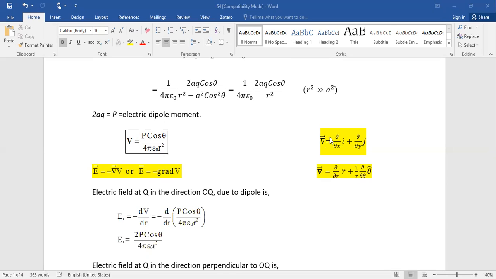See this expression. This is the expression for del in terms of Cartesian coordinate system. Two-dimensional case, therefore only two terms are written. Expression for del in Cartesian coordinate system is delta by delta x into i plus delta by delta y into j.